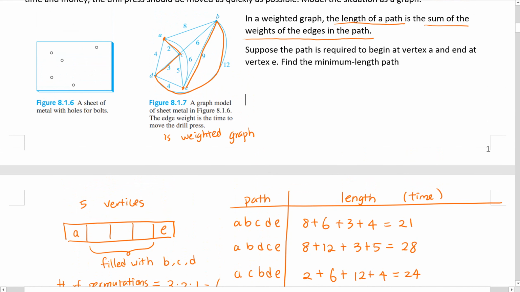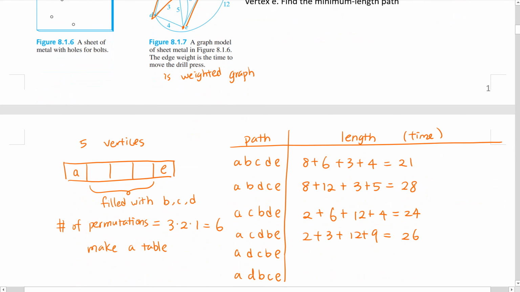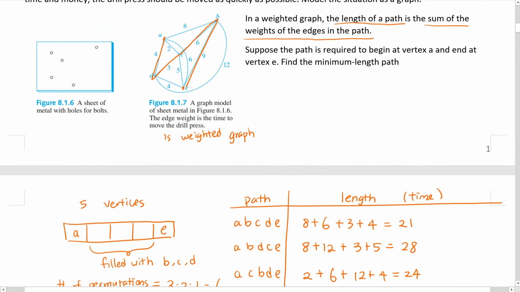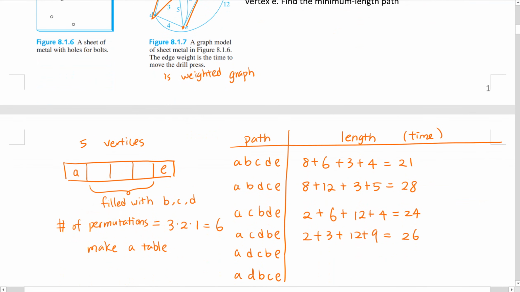Next, ADCBE. Keep in mind, ADCBE. So 4, 3, 6, 9. That is 4 plus 6, 10, and 10 plus 12 is 22. Okay, finally, ADBCE.